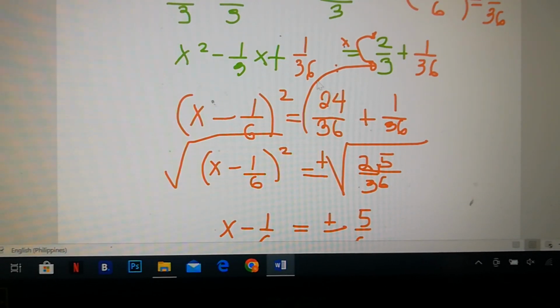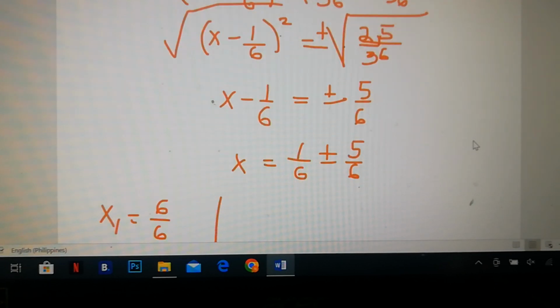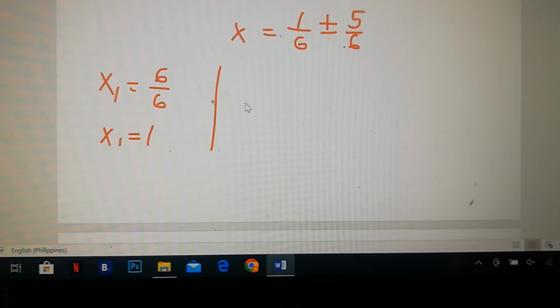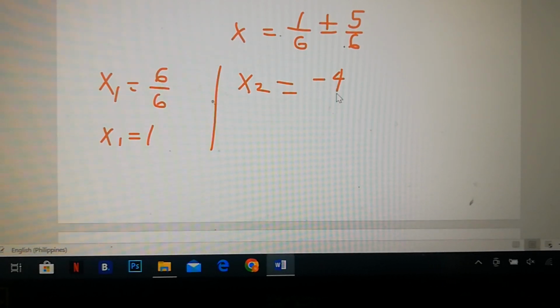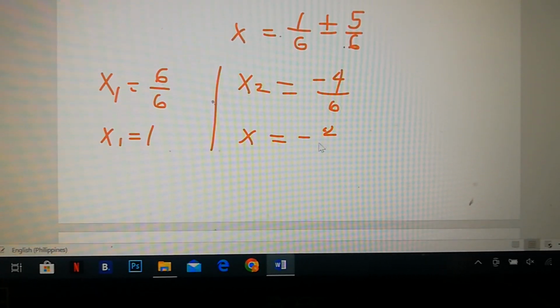Let's check. Okay, 6 over 6 equal to 1. The other one is x sub 2 is equal to 1 minus 5, negative 4 over 6. X sub 2 is equal to negative 2/3.